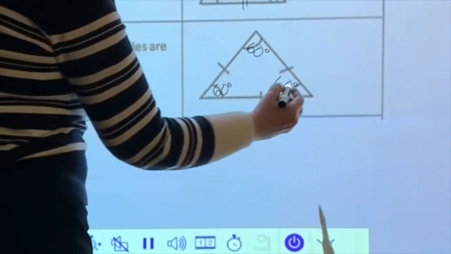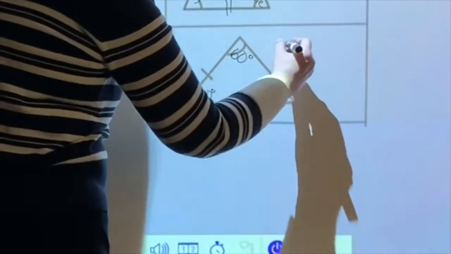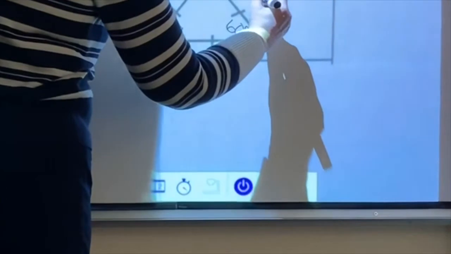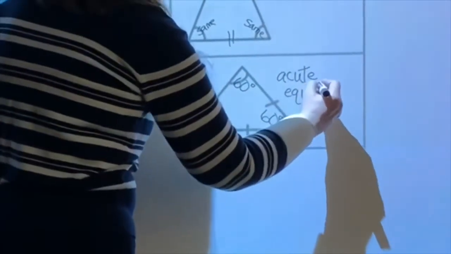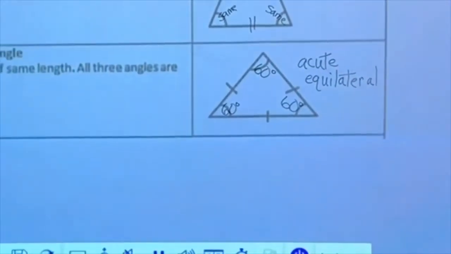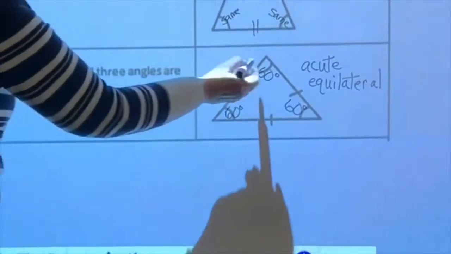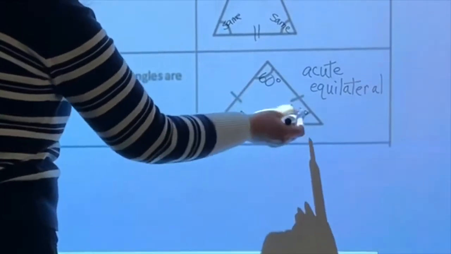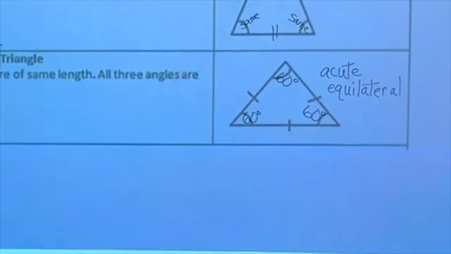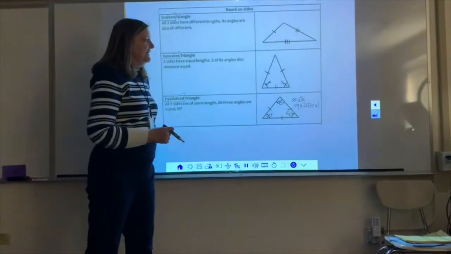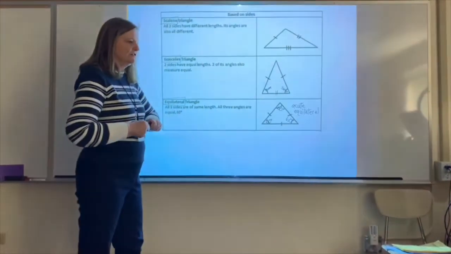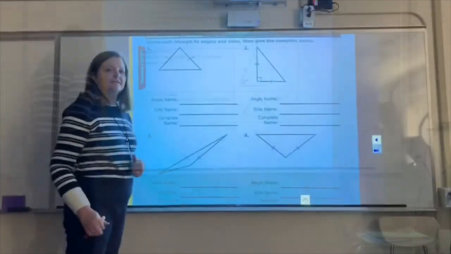And an equilateral, because each of these are less than 90 degrees, is also always an acute equilateral. Always. All equilateral triangles will always be acute because the degrees in each of the angles is always 60 degrees. And let's go over some examples then of how to actually identify them now that we know how.